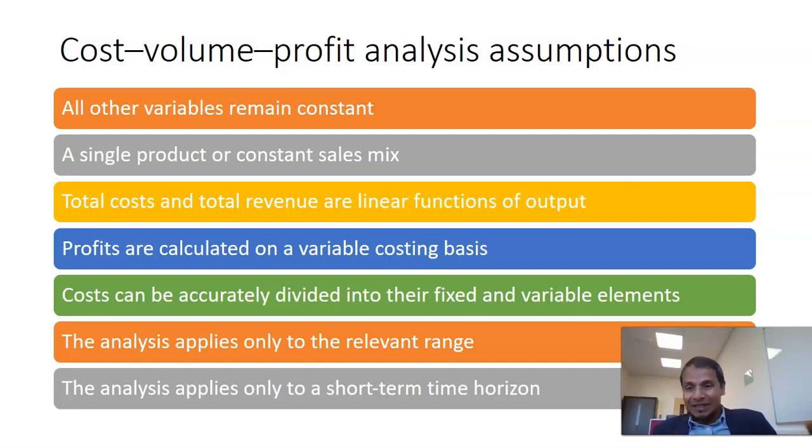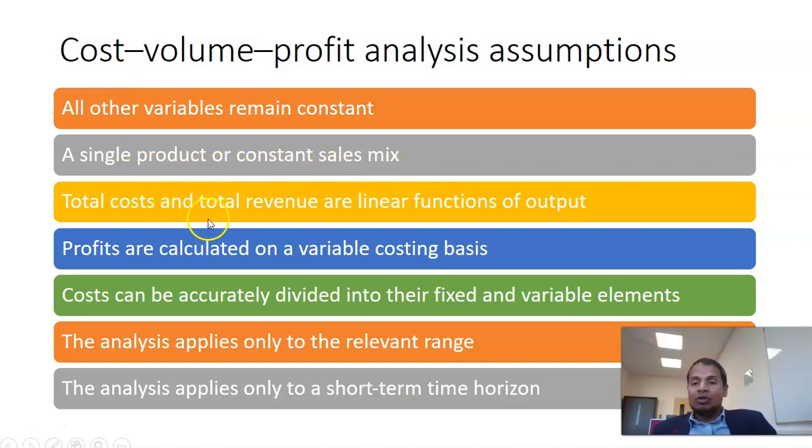Variable cost total will change, but all other variables remain constant. What are the variables? The variable cost or the fixed cost or the sales price, sales mix will remain constant. A single product or the constant sales mix, okay, we assume that.